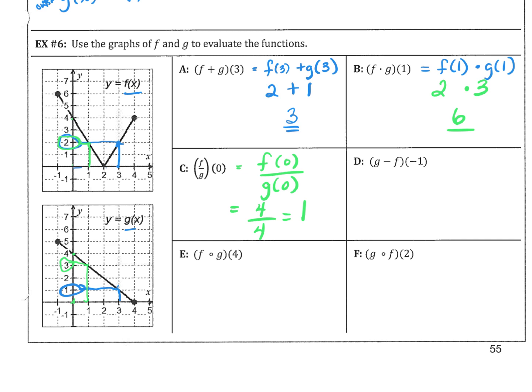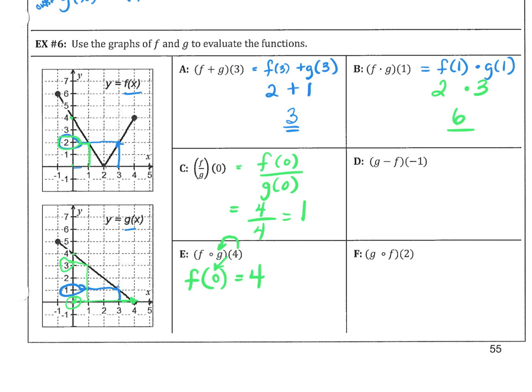Do D for me, or let's do E, F of G. So we have to do G of 4, don't we? So we're going to find F of whatever G of 4 is. So what is G of 4? G of 4 is 0, isn't it? So G of 4 was 0. So now we have to find F of what? 0. So what was F of 0? Do you see how this works?